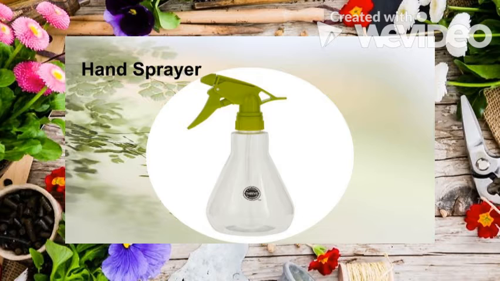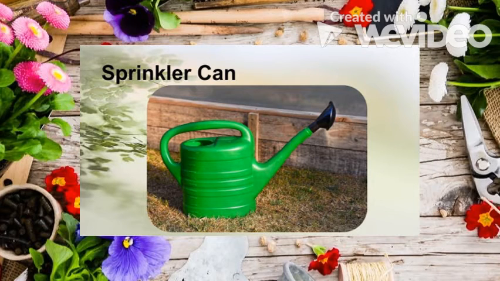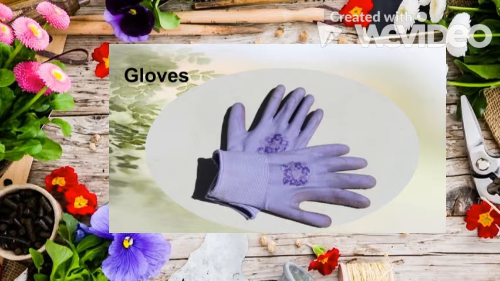Next, we have the sprinkler, the one that I showed you a while ago. We all know that this is used for watering the plants. Lastly, we also have gloves. Gloves are very important when you plant ornamental plants, especially in a pot, because they are used to protect the hands during the planting activity.